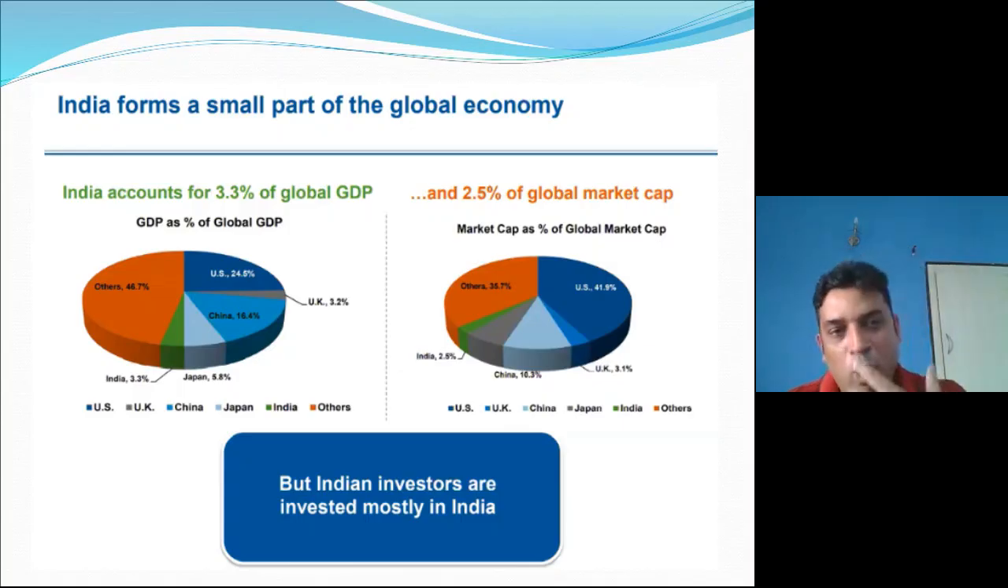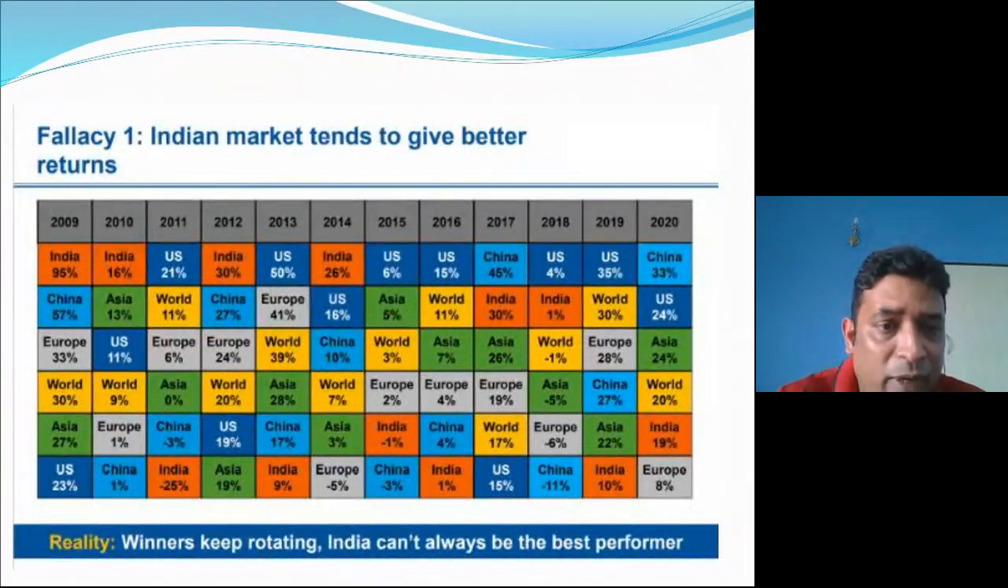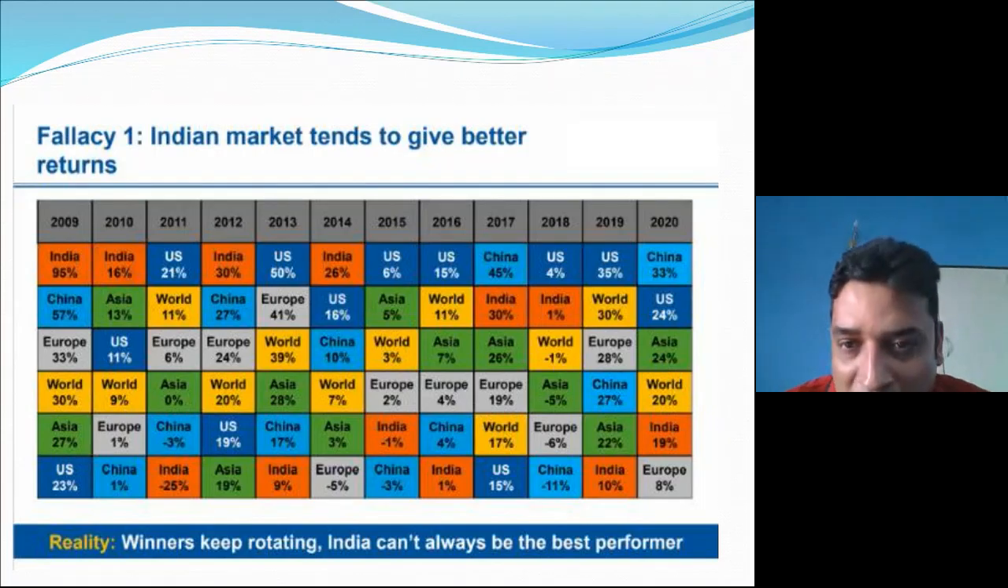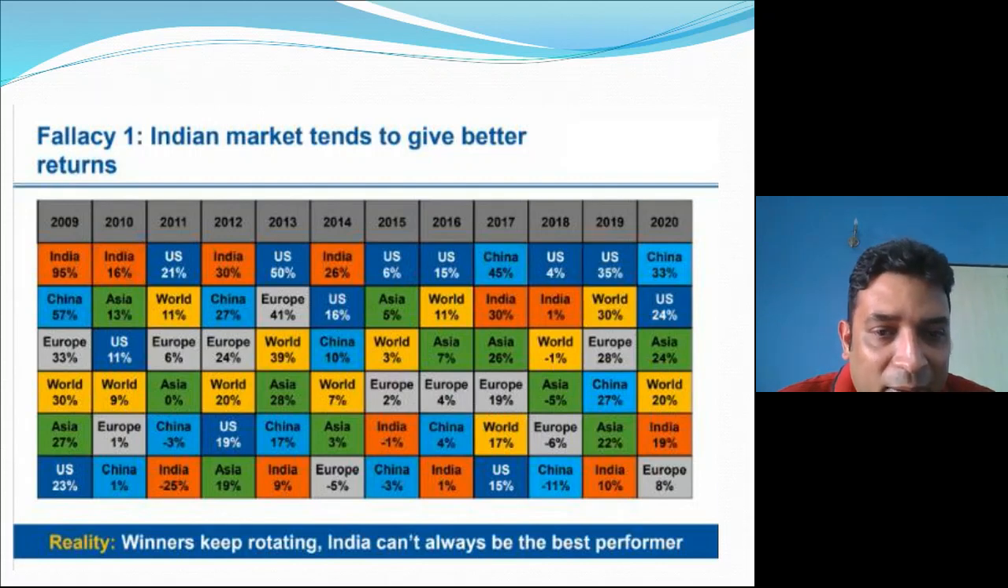Now, what are the options available to us as Indian investors to participate in the global economy? A couple of data points, like Indian markets tend to give better returns. Okay, so we have this mindset that Indian markets tend to give better returns. Now if you see the data from 2009 to 2020, every year different countries have given different returns. Winners keep rotating every year.